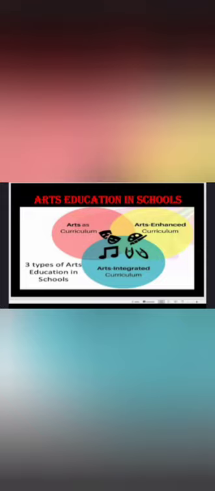Now, when I talk about education of arts in schools, it could be arts as curriculum, arts enhanced curriculum, arts integrated curriculum. Three types of arts education in schools. Art as curriculum: if a school has a music, art or dance teacher, their approach is primarily arts as curriculum. Students develop knowledge and skills in a particular art form. Arts enhanced curriculum: when the arts are used as a device or strategy to support other curriculum areas. For example, students sing alphabets to remember the sequence correctly. So they use music as a device to support learning of the language alphabets.